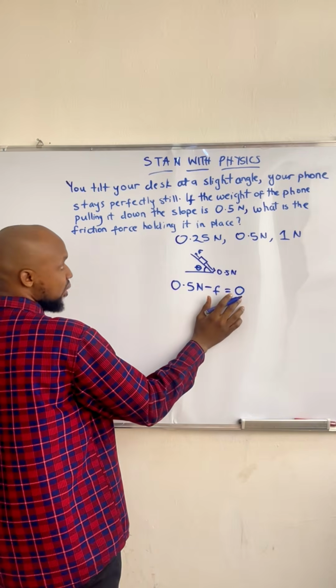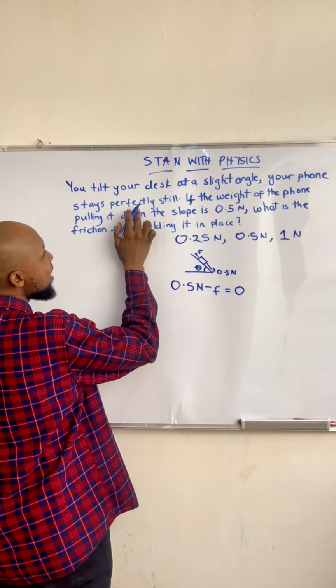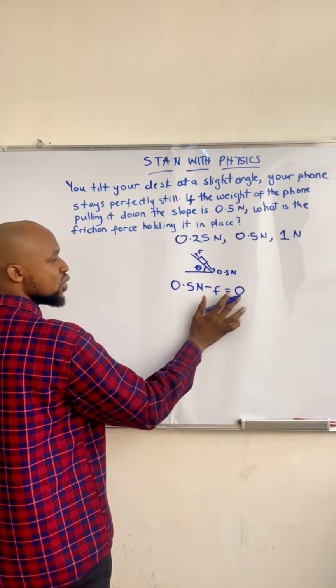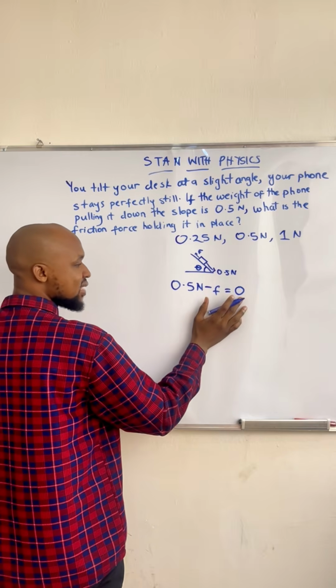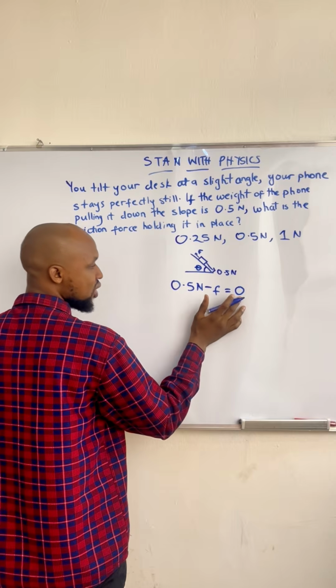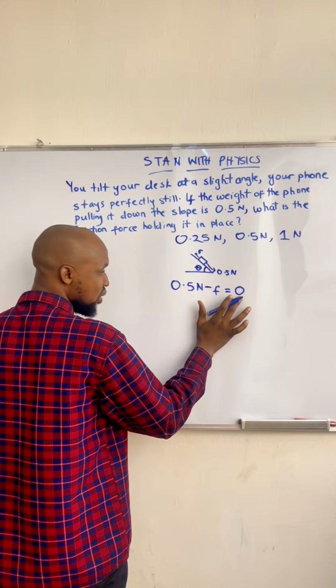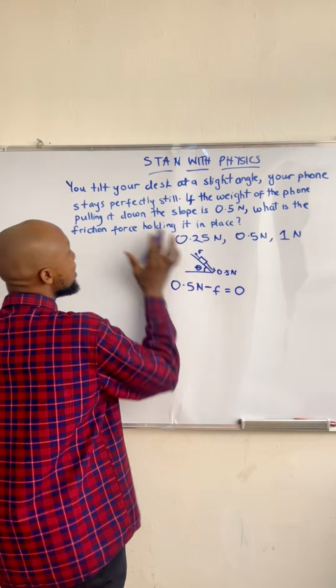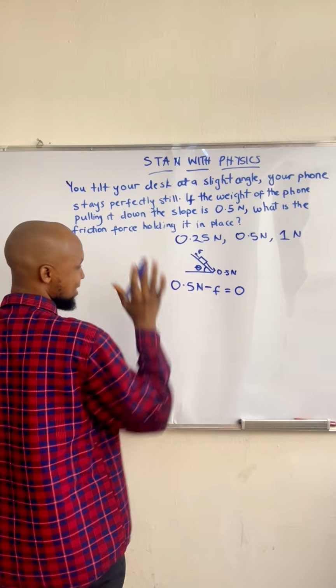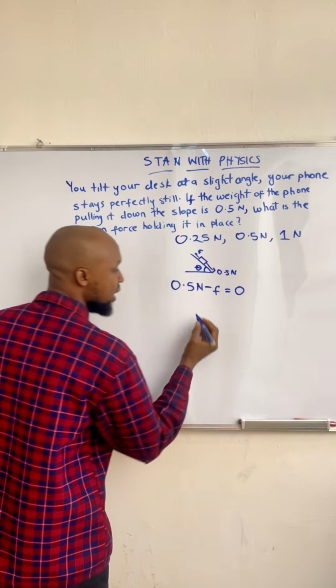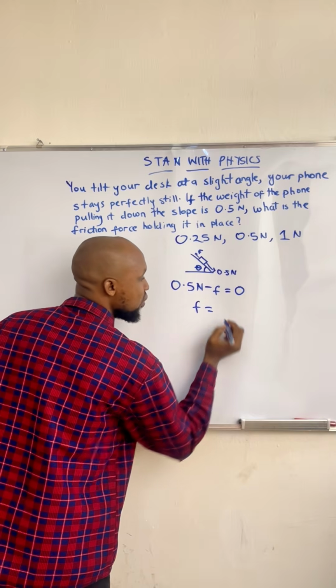So why is it 0? Because it stays perfectly still. So there is no acceleration. If there is no acceleration, then there is no resultant force. So that is what? 0. The resultant is 0. Please take note of this. This is why it is 0. It stays perfectly still. So now if we solve simply, we can see that F is equal to what?